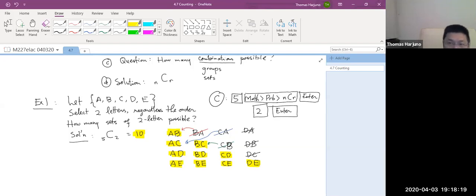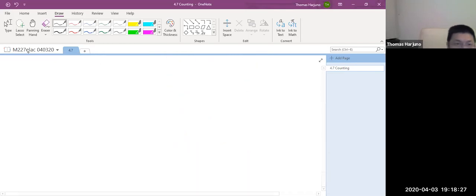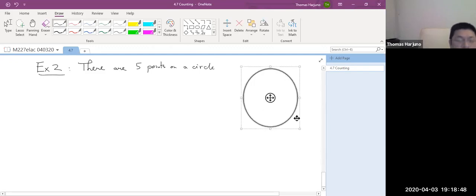Now, let's start with example 2. Example 2, suppose there are 5 points on the circle. Let's say there are 5 points on the circle. Okay, I'll use point 1, point 2, point 3, point 4, point 5.